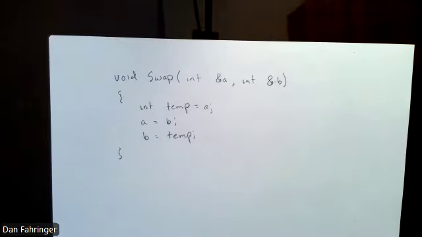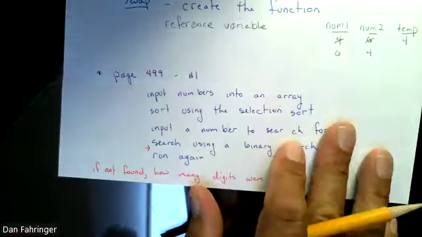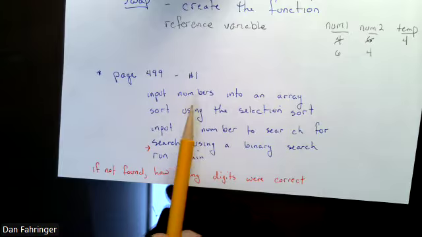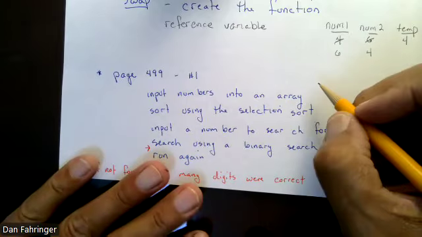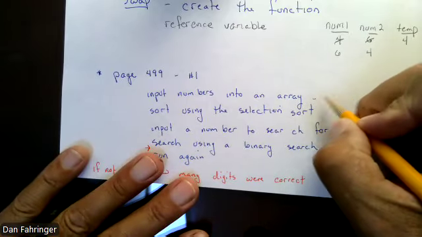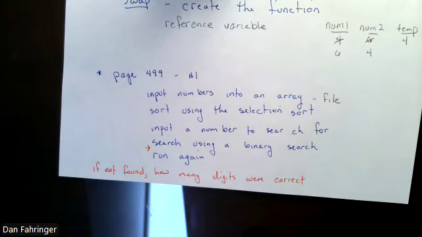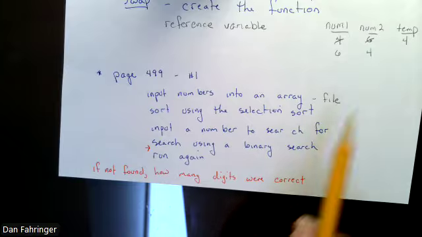All right, so now we want to do the hands-on part in the class. Page 499, number one. It's a whole bunch of numbers there for you. You're going to input those numbers and store them in an array. This can be done through a file to store them in. So you'll fill all those numbers into a file.